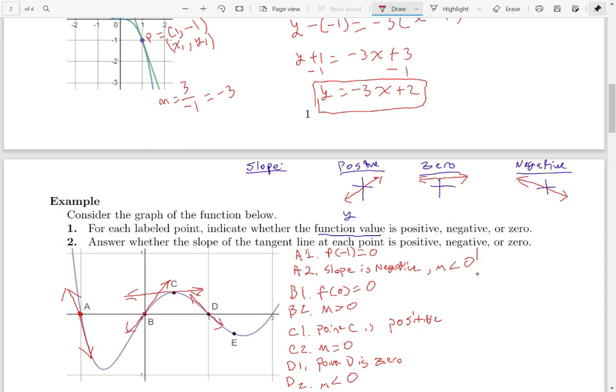Then for point E, well, is the point positive or negative? Well, the point is below the x-axis, so that E1 point E is negative. And then considering the slope of the tangent line for E, well, the tangent line should look about like this, which still decreases as we move left to right, so the slope is less than 0 or negative.